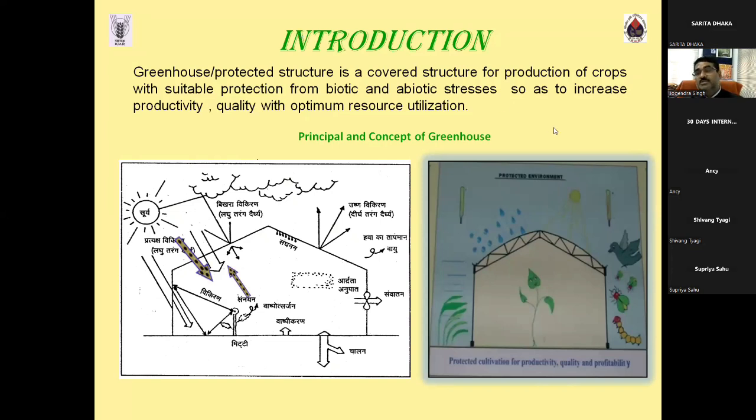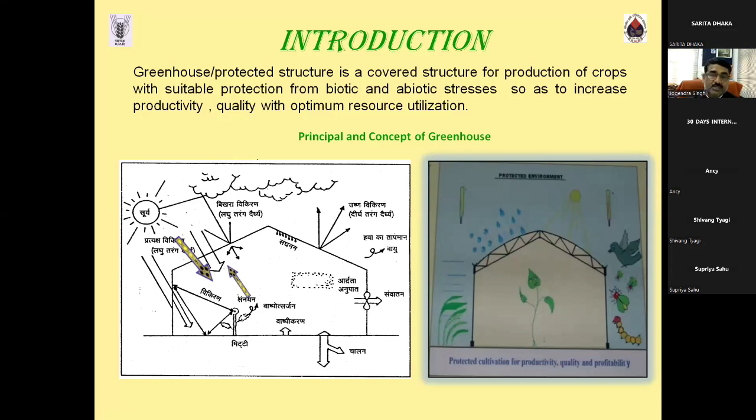You can see here the definition of protected cultivation technology. A protected structure is a covered structure for the production of crops, with suitable protection from biotic and abiotic stresses, so as to increase productivity and quality with optimum resource utilization. This is the definition of protected cultivation.